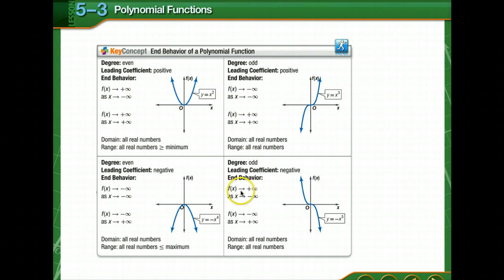Okay, so we'll read this one. The function approaches positive infinity as x approaches negative infinity. The function approaches negative infinity as x approaches positive infinity. So when you're asked to describe end behavior, that's what we're looking for. What's happening to the function as x approaches positive and negative infinity?